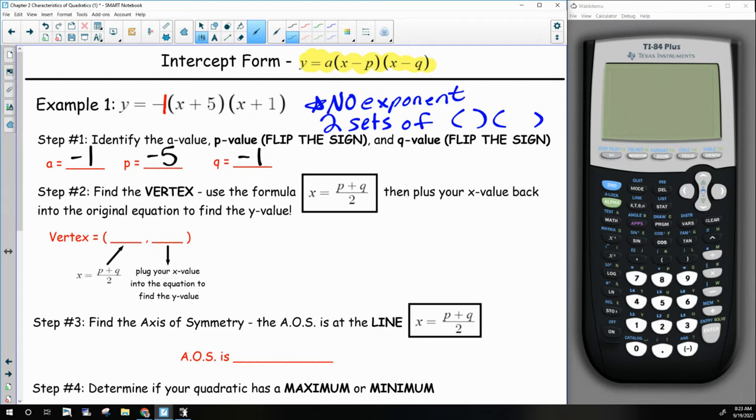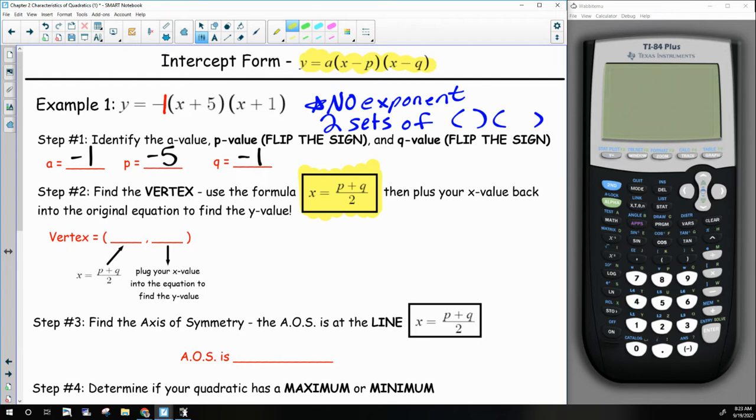Okay. Once you have your a, p, and q values, it's the values that help us figure out the rest of the info so we can get to our graph. So our first step is finding the vertex. And again, this is not vertex form, so we can't just look at our equation and know what our vertex is just by looking at it. We have to do a little bit of extra work. Most important info on this page is right here: x equals p plus q divided by 2.